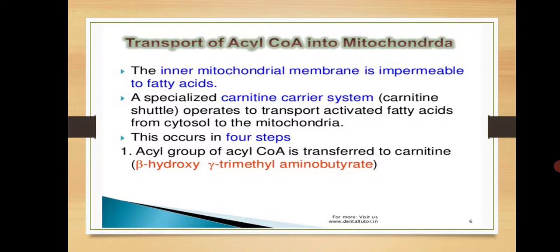Okay, so to transport that, a specialized system has been developed that is called the carnitine carrier system, or we can say carnitine shuttle. What is carnitine? Carnitine is a quaternary ammonium compound which is important in the metabolism of fatty acid. So with the help of this carnitine shuttle system, there is transportation of acetyl CoA. Okay, how does this transportation take place? It is carried out in 4 steps.